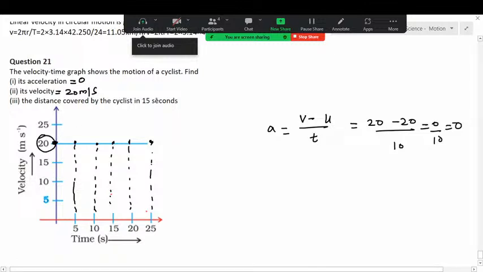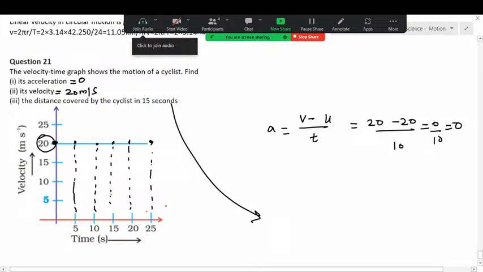The distance covered by the cyclist in 15 seconds. What is distance covered by the cyclist in 15 seconds? Velocity is constant. It doesn't mean it doesn't travel. It is traveling. The distance is there. Can you tell me what is distance? Sanket, I want you to answer this. The distance covered by the cyclist. Yeah, distance is actually area under the Vt graph.